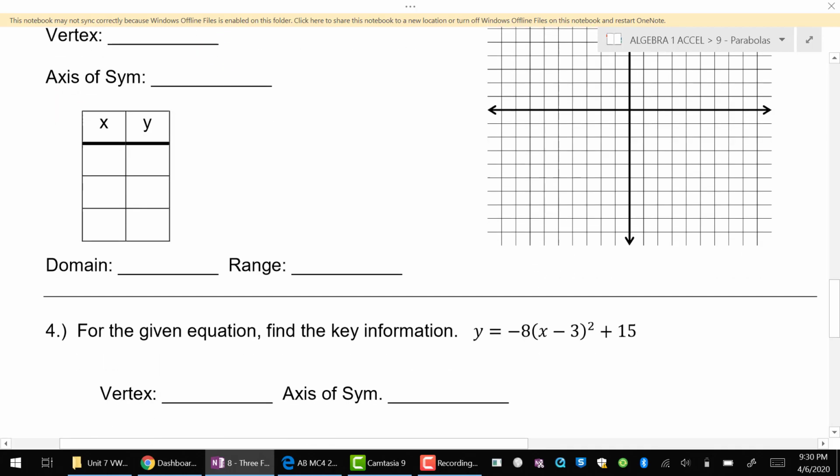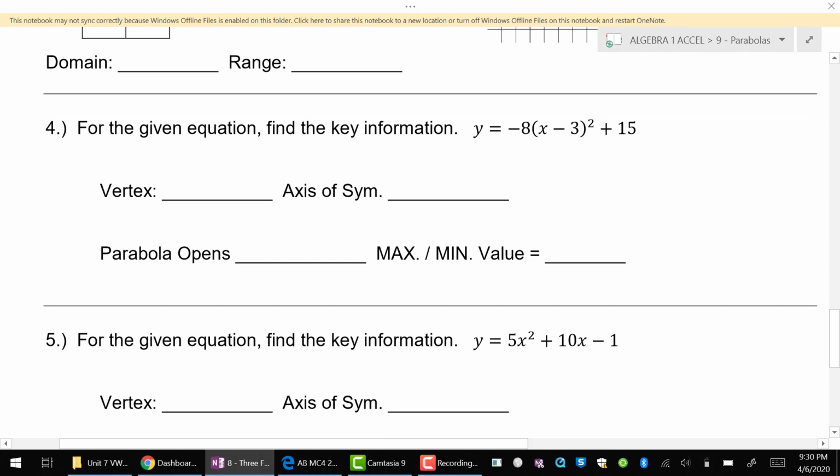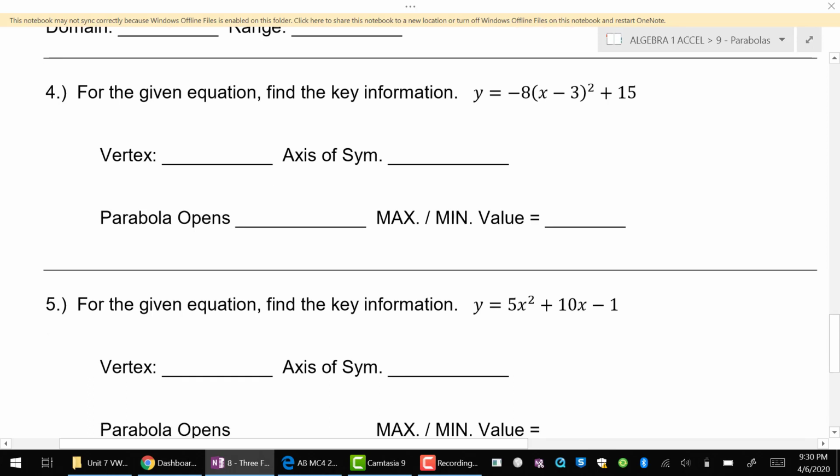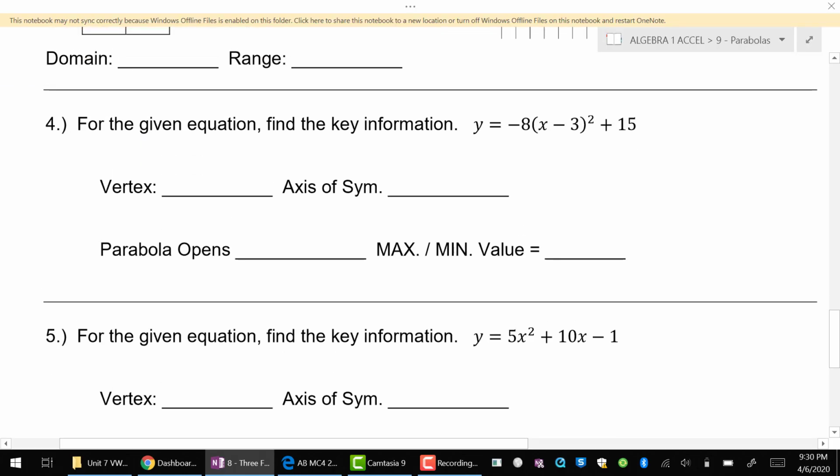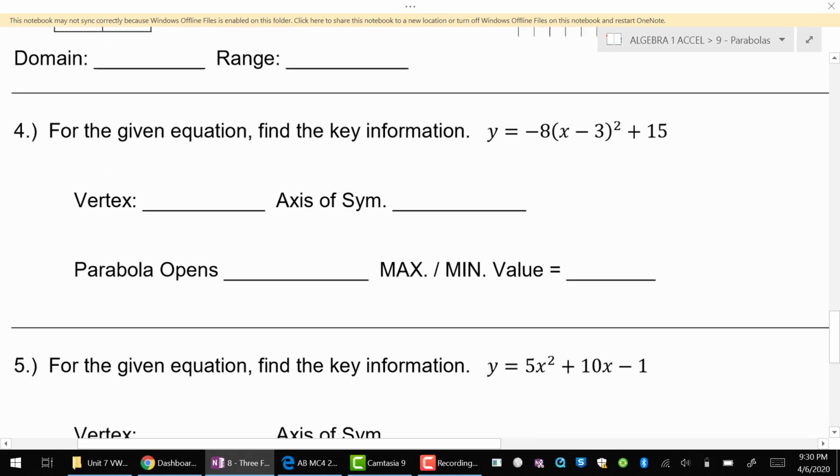What I'd like to do in closing is to show you a couple extensions on how we can utilize these forms. For example, number 4 says, given the equation, find the key pieces of information. The vertex, axis of symmetry. The first thing I want to do, though, is notice that the form in this problem is vertex form. Once you figure out and establish the form, then finding the key information should come more naturally to you.